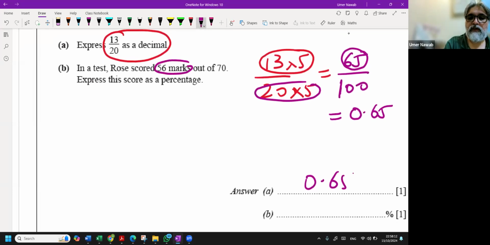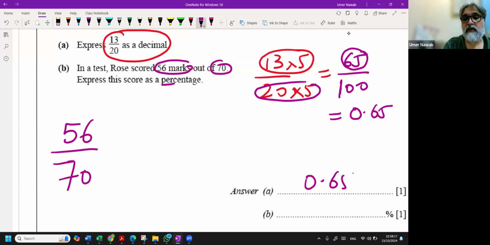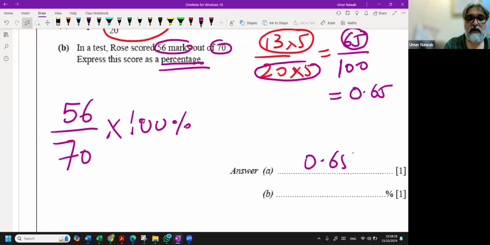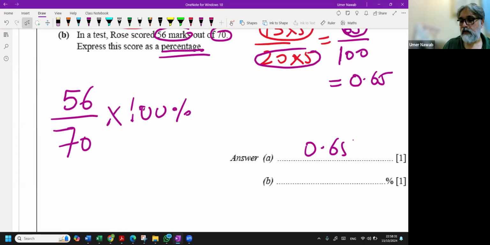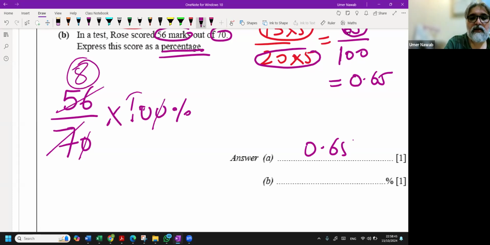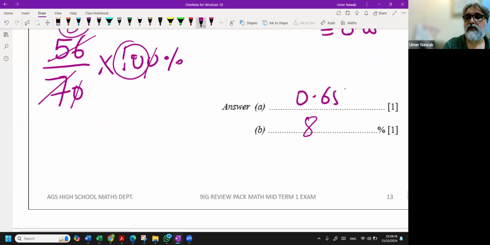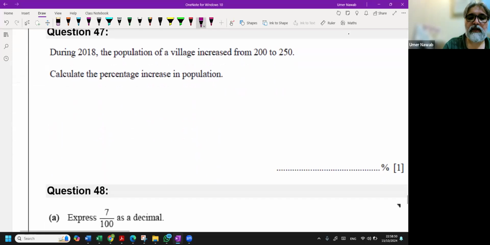Rose got 56 marks out of 70, but I want to convert this into a percentage. Any fraction can be converted into a percentage. We always multiply with 100. Okay. Now, can I simplify my answer? I can easily simplify my answer by canceling this 0 with this 0. 7 cancels with 50, it is 8. So 8 times 10 is 80. So it is 80%. You can confirm your answer from the calculator as well.